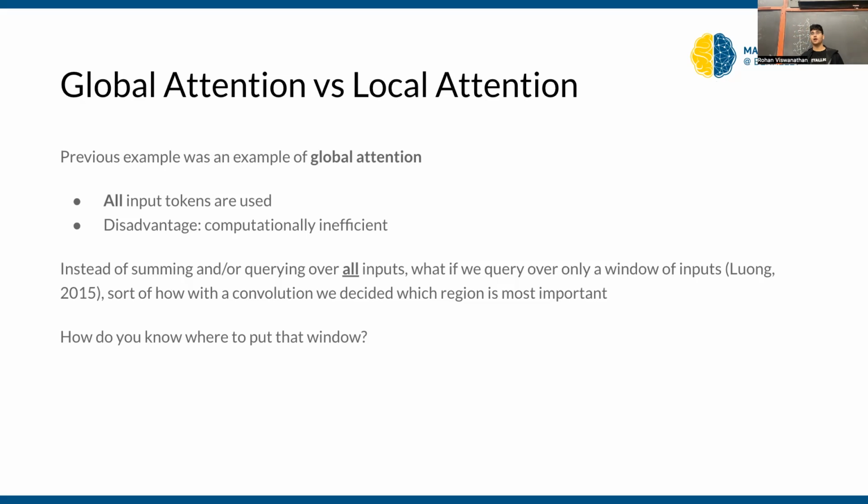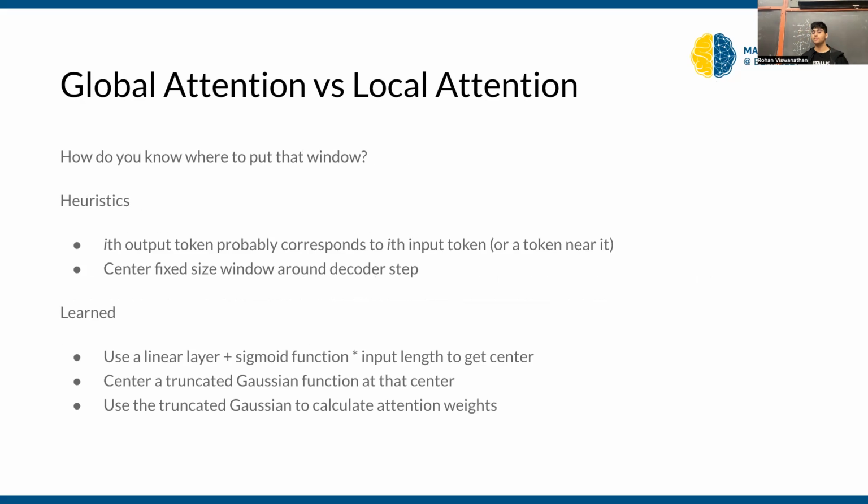Kind of like with a convolution, where you figure out which region is most important as your kernel slides, we want to have a certain window where we only query over certain inputs, and that's where the notion of local attention comes into play. Heuristics can be used to figure out this window. If I have a certain length input and a certain length output, ideally the ith output token probably corresponds to the ith input token. For example, if I'm translating a sentence of length 5 from English to French, more or less, depending on the language, the 5th output token will be in the vicinity of the 5th input token, and so on.